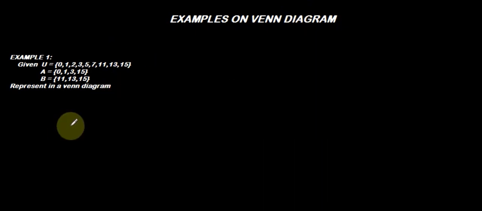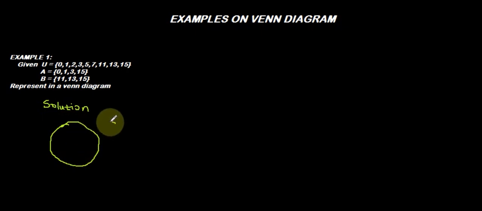We have the solution. This is our circle 1 and this is circle 2. Now having known that we are going to draw 2 circles, you ask yourself, do these 2 sets have something in common? Look at set A, look at set B. Do they have anything in common? Now looking at set A, we have 0, 1, 3 and 15. Set B also has 11, 13 and 15. Now if you look at these 2 sets, we have that 15 is common in both sets. That simply means when you are drawing your 2 circles, they must intersect each other.